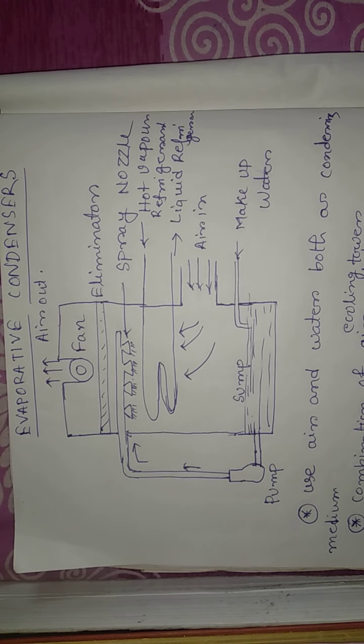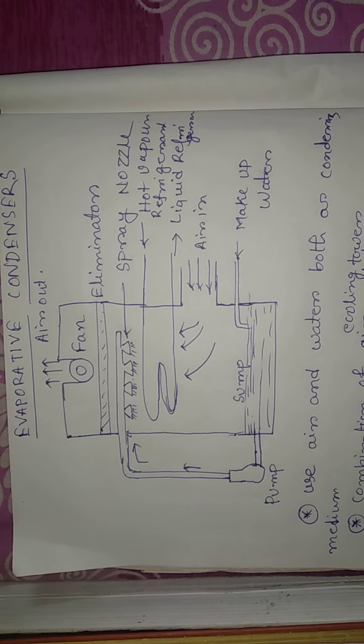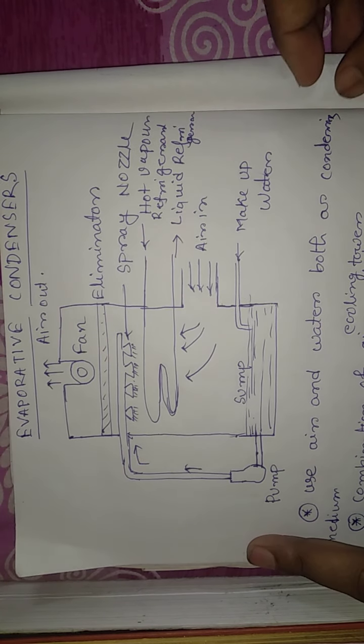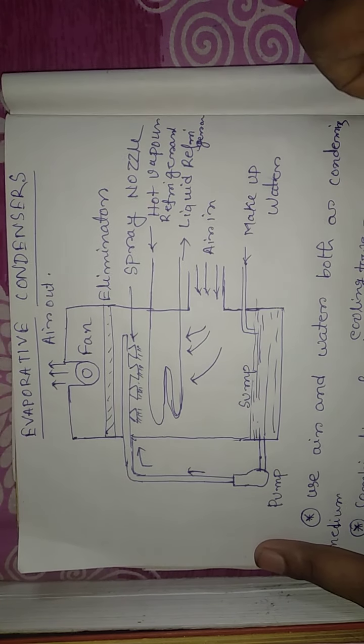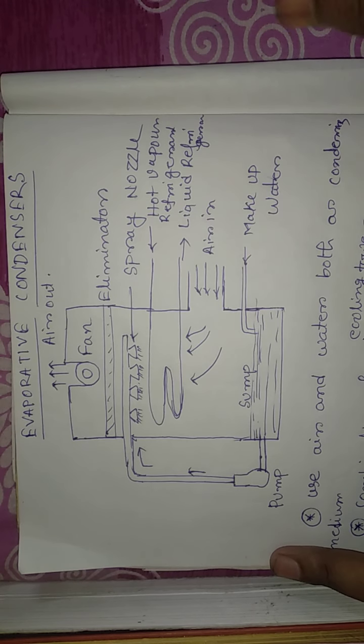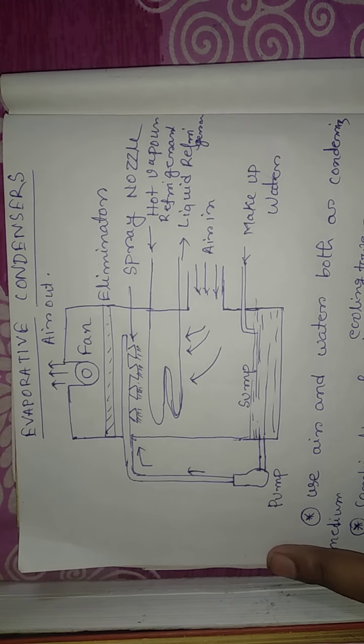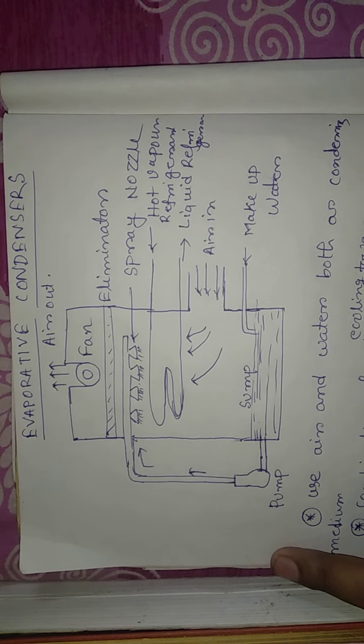Now, today we'll discuss the evaporative condenser. In the previous lecture video, we already discussed what a condenser is, what the different types of condenser are, and the working principle also. We know that there are basically three types of condenser, air cooled condenser, water cooled condenser, and evaporative condenser, that are basically used in RAC or HVAC systems.